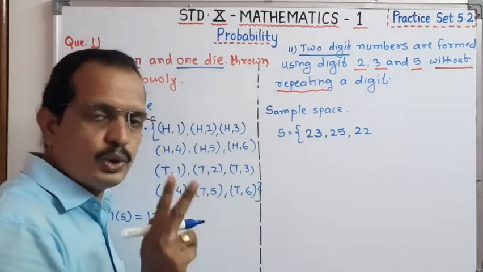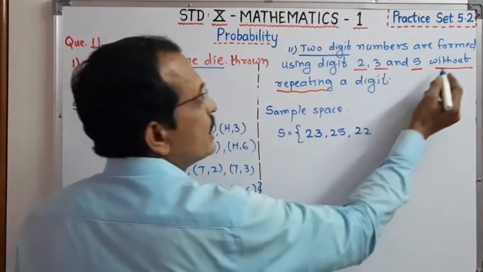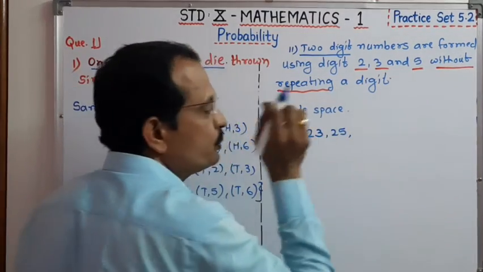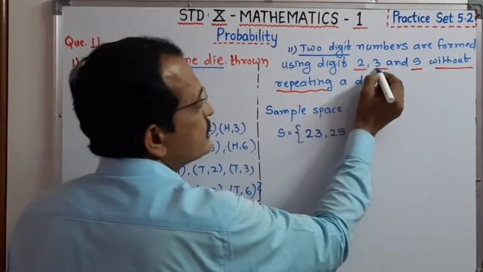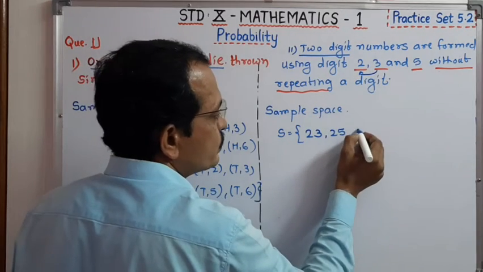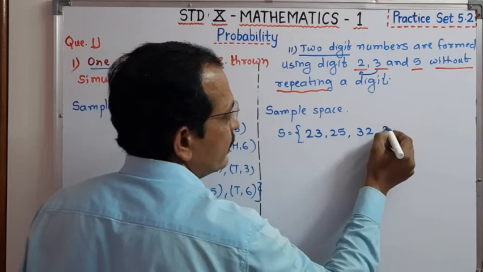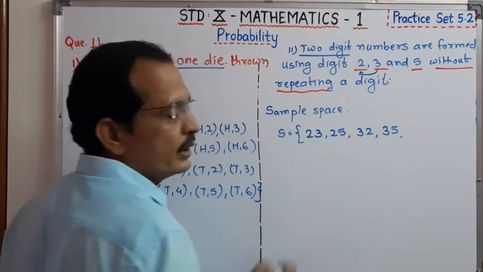We can take 2 with 2. We get the 2-digit number. But the condition is that without repeating a digit. Therefore we can't write this 2, 2. Then this 3 take with this 2. Therefore 3, 2, 32. And 3 with this 5, 35.